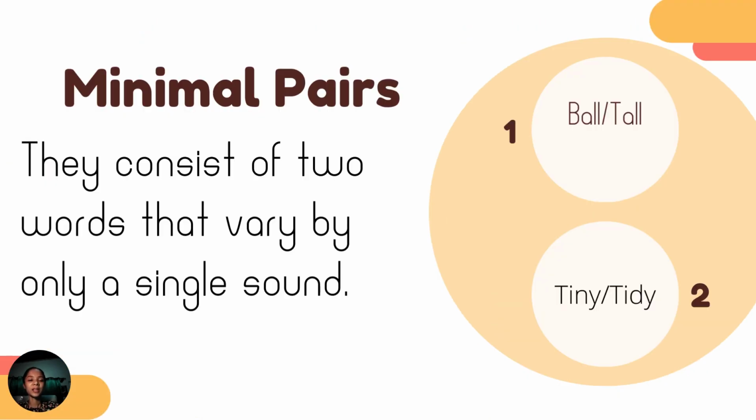Minimal pairs. They consist of two words that vary by only a single sound. For example, tall and tall, tiny and tidy.